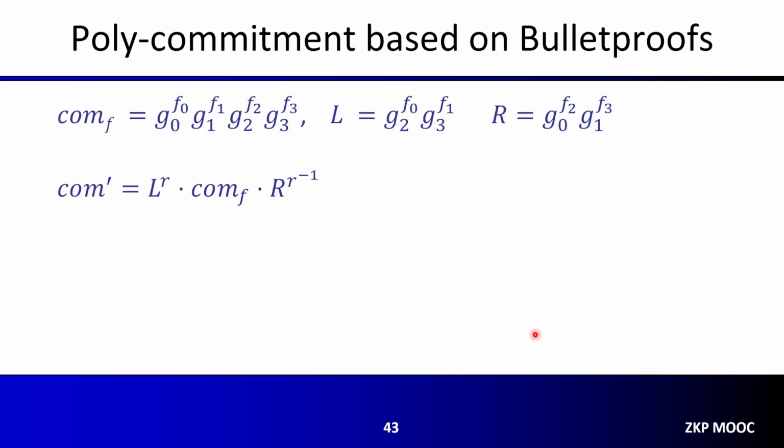Why is that? Now I'm going to explain this magical computation in this slide. So here I'm listing the information received from the prover if the prover is honest. The original commitment is G0 to F0, G1 to F1, and so forth. And L is the cross term commitment for the first half, and R is the cross term commitment for the second half. And the verifier is computing this com prime as L to the r times the old commitment times R to the small r inverse.